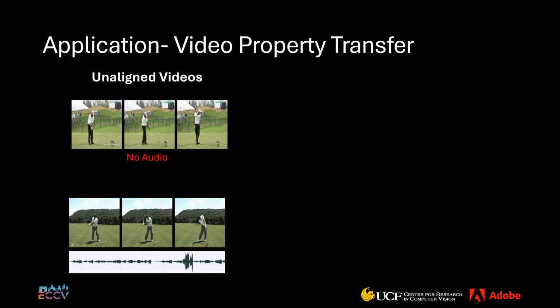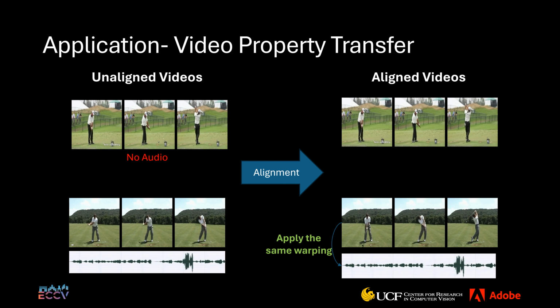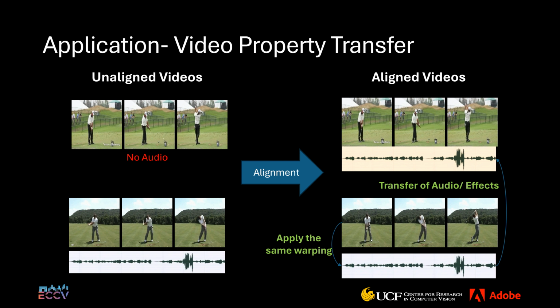To achieve this, we first need to perform temporal alignment of the visual modality. Once the videos are aligned in time, we can apply the same warping to the audio track and seamlessly transfer it to the first video. This way, the first video now has synchronized audio. This kind of transfer is also applicable to other video properties, such as animations and language captions.